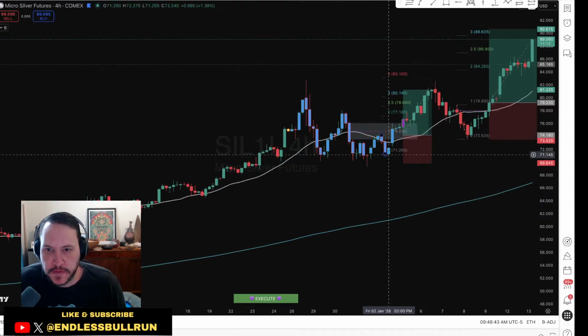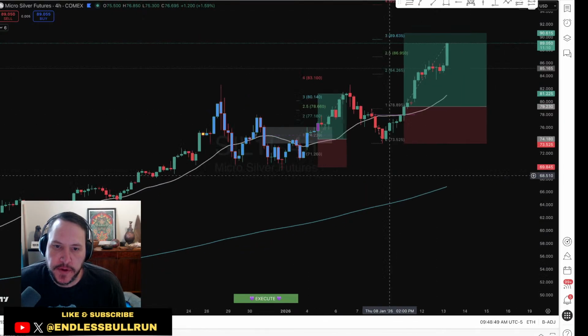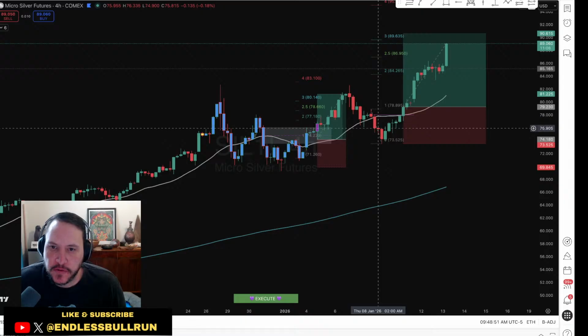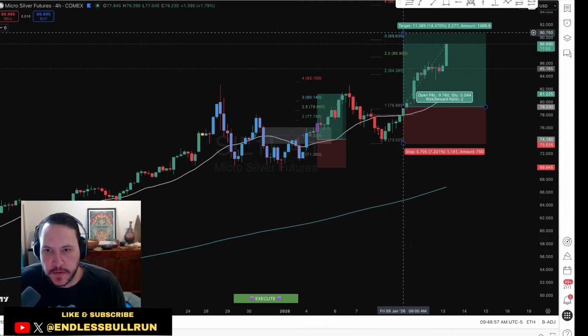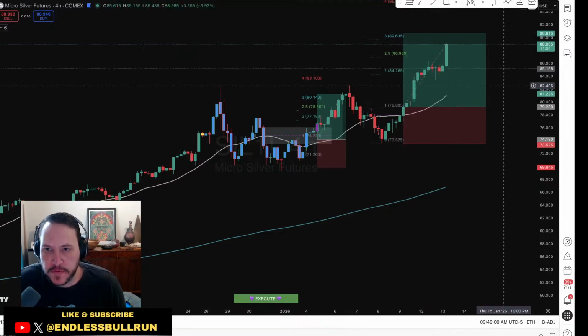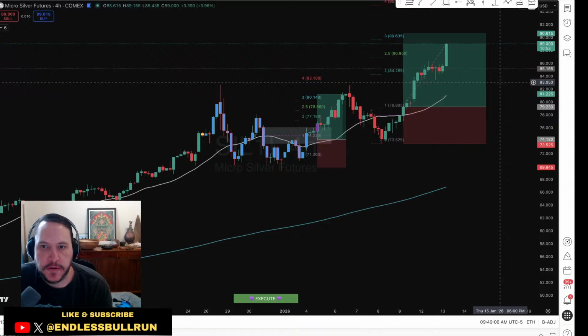This was perfect. Fractal, swept, went. Repeated here, created this order block. I'm going to about the 3. We've swept, moved the stop into profit up here. We're just letting it ride now.